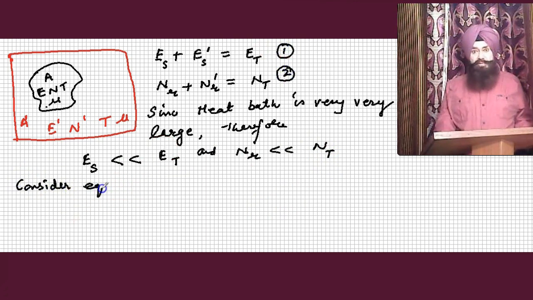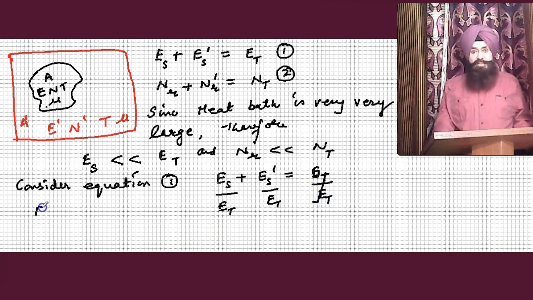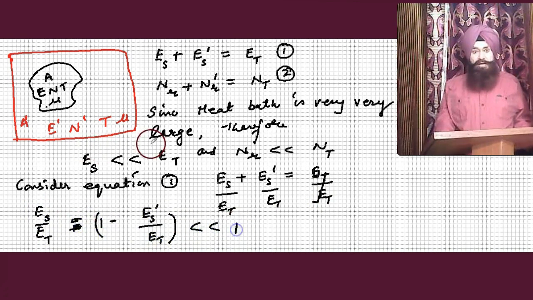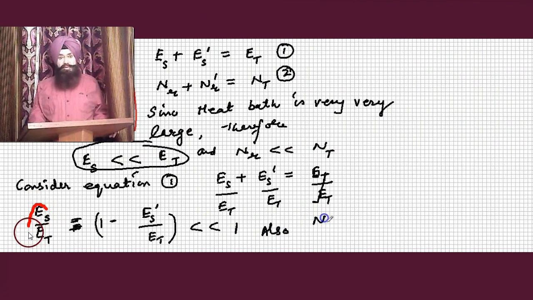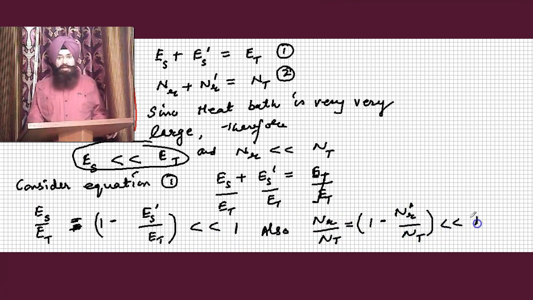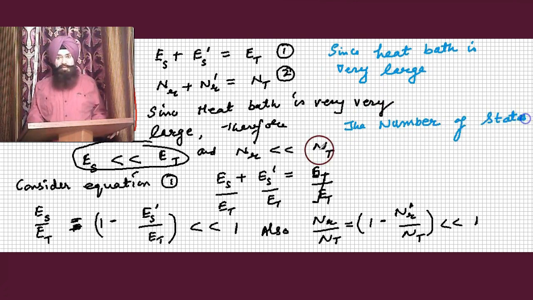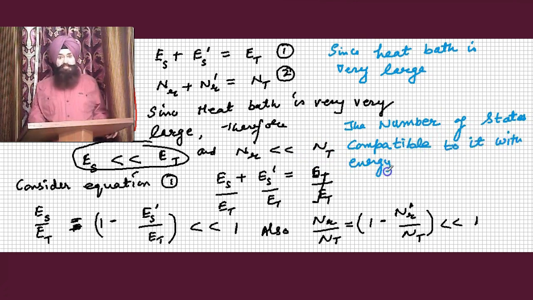So consider equations 1, 2. Dividing each term by E_T, so it becomes E_S over E_T is like this. E_S over E_T, E_S is very small as compared to E_T, so it is less than 1. Similarly, N_R over N_T will be less than 1, because the heat bath is very large. Now this is very important.